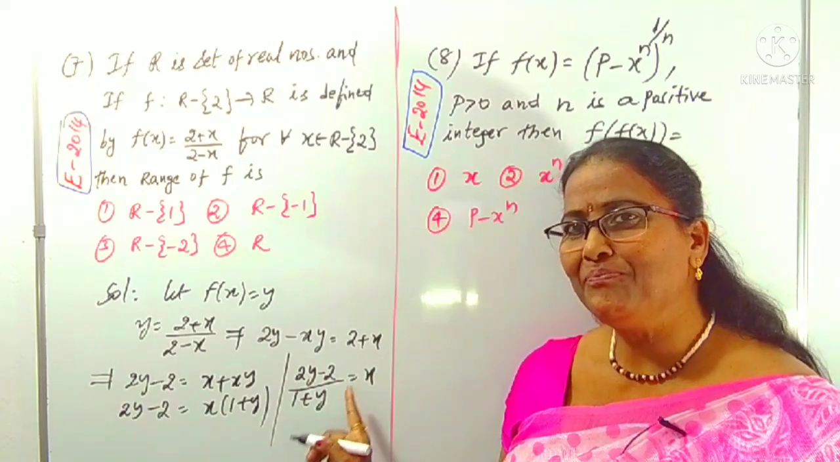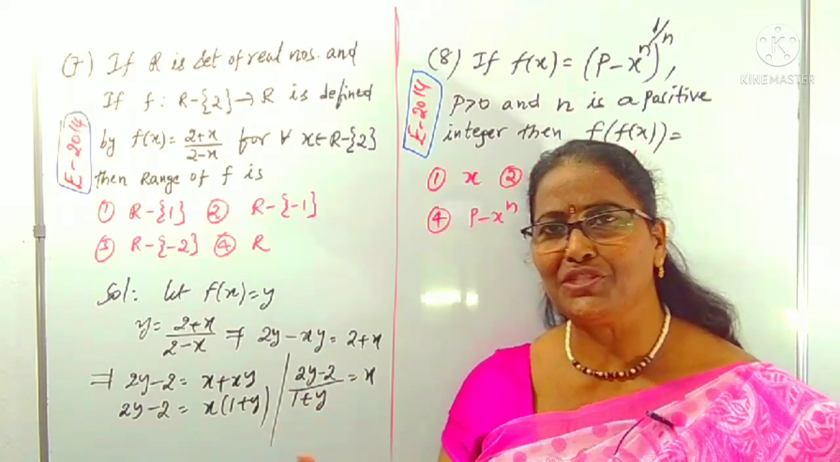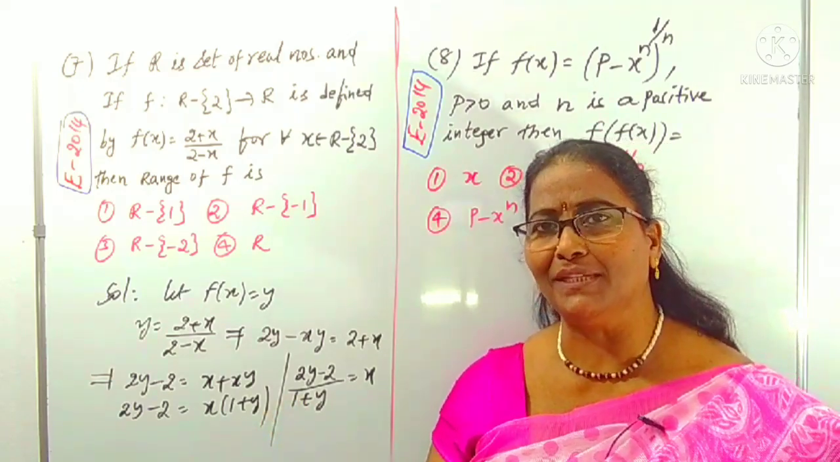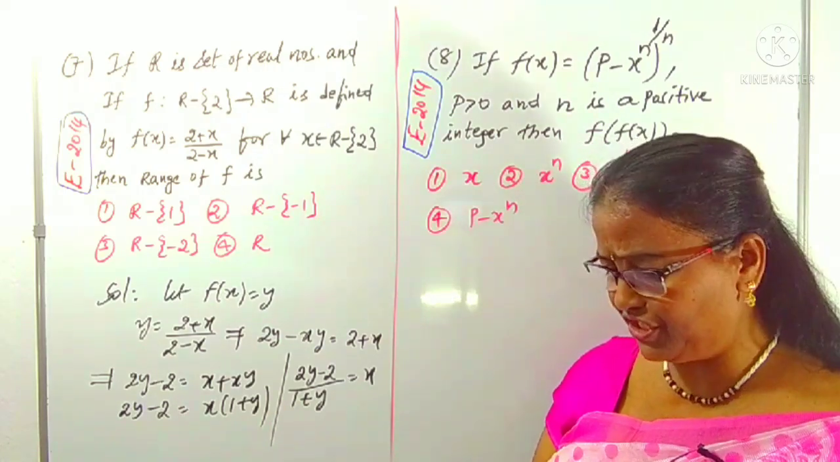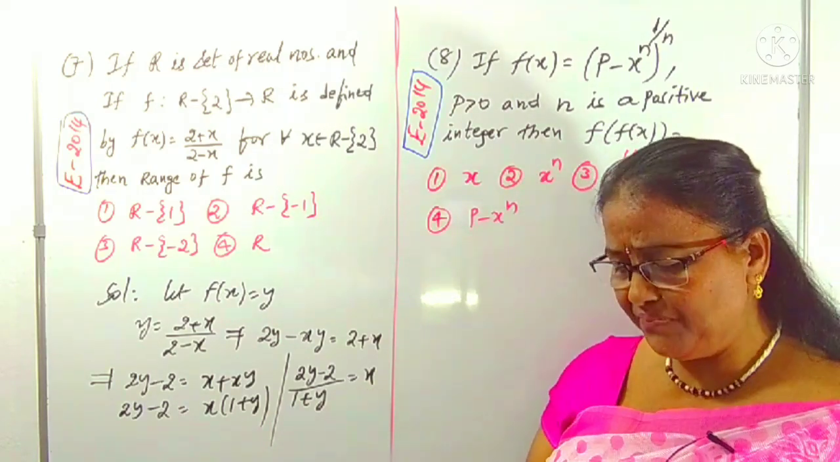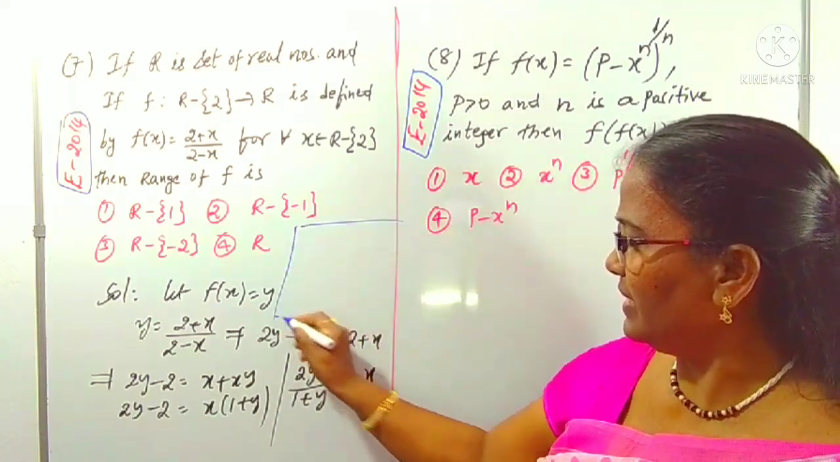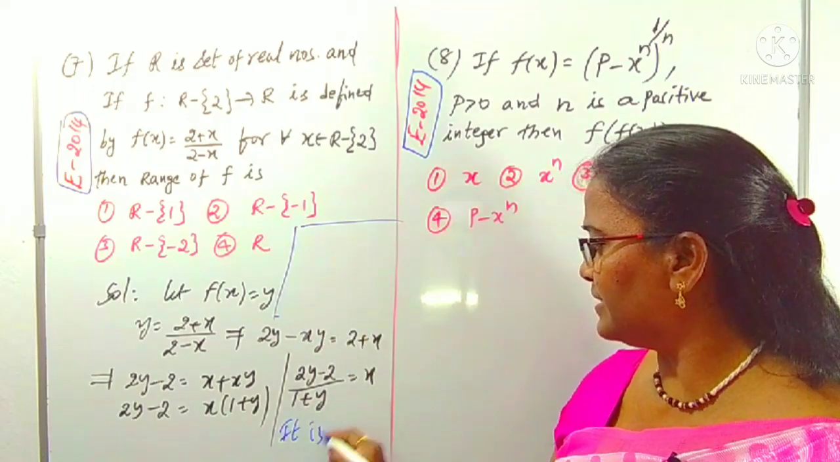When x is defined, the value of 1 plus y is not equal to 0. Because of what? 1 plus y is there in the denominator. You know in the denominator, 0 is undefined. So for its definition, y is not equal to minus 1, when the denominator is defined, x is defined.